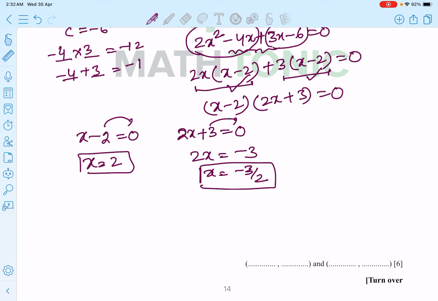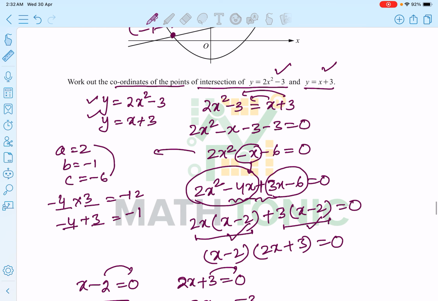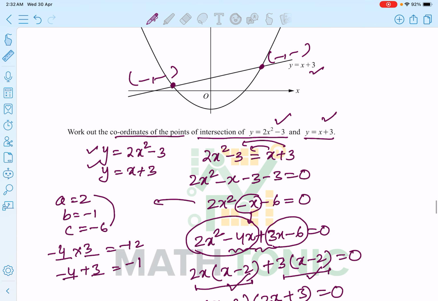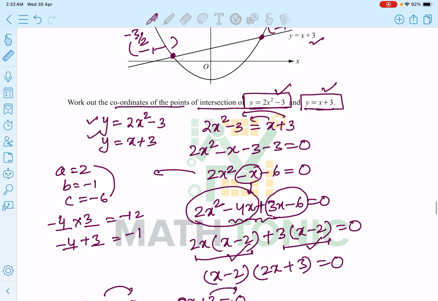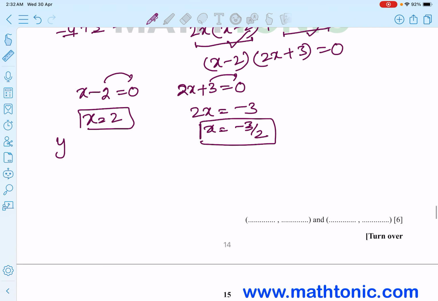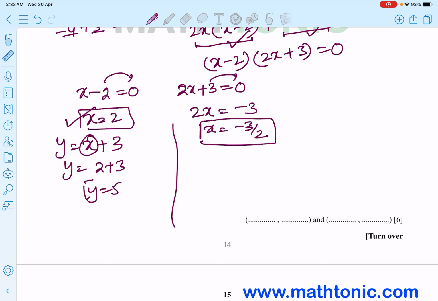What does it mean? That means we got the x coordinates of the points of intersection. We have minus 3 over 2 on the left side and 2 on the right side. So how do we find the value of y? You can take either equation of y and substitute the value of x. For example, I take the straight line, y equals x plus 3. When x equals 2, y equals 2 plus 3, so y equals 5.